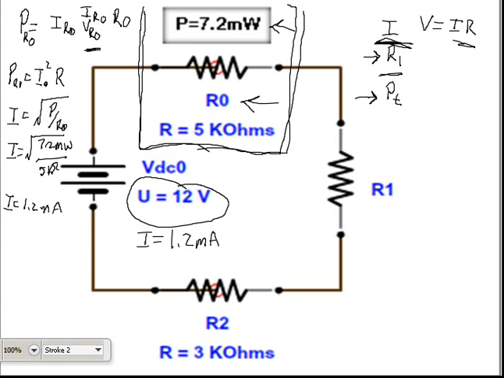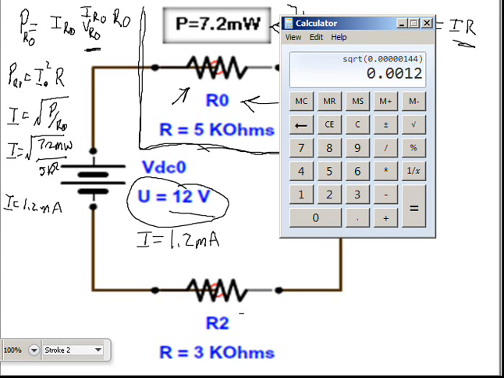Now remember, this current applies to each resistor, not just R0, because current is constant. So I now have the current for all parts of the circuit, and I can go ahead and figure out what I need. I want total resistance. Once again, total resistance is voltage over current. So 12 divided by 0.0012 equals 10,000, as we expected.